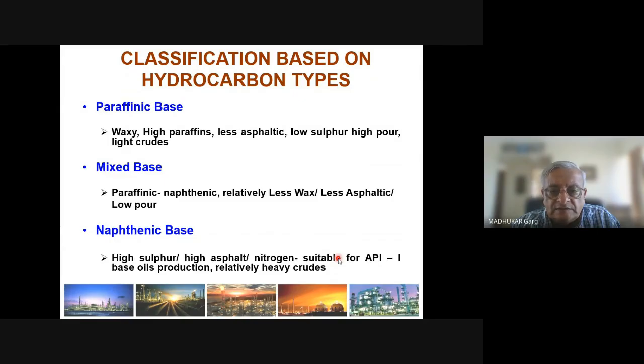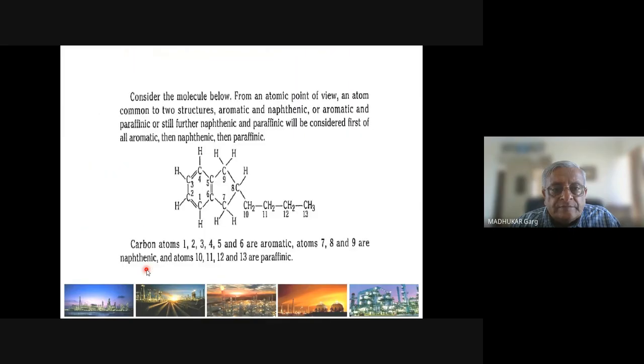Coming on to the fourth category, that is the type of crude oil: paraffinic, mixed or naphthenic. In fact, I mentioned that naphthenic crude oils are quite valuable because they are basically the feedstock for making lube base oils, which are expensive material which you put in your vehicle, and they are also used for industrial lubrication.